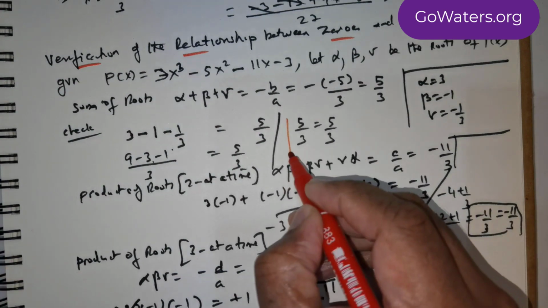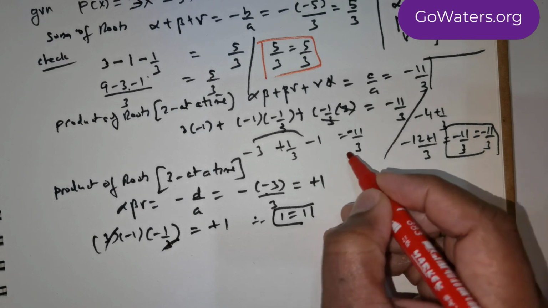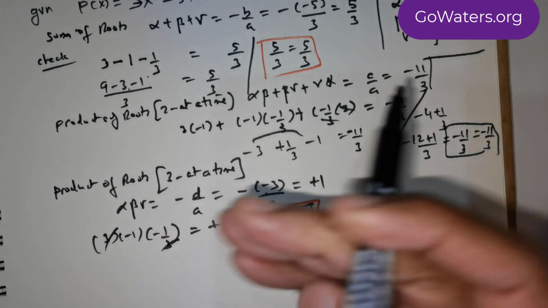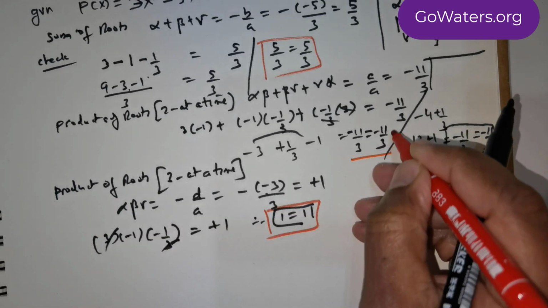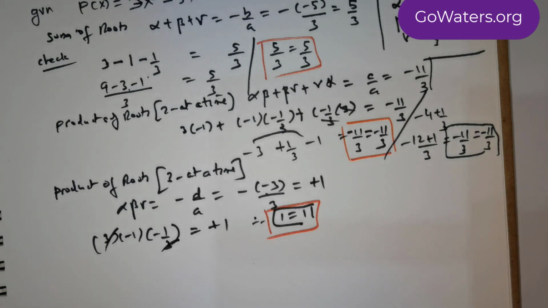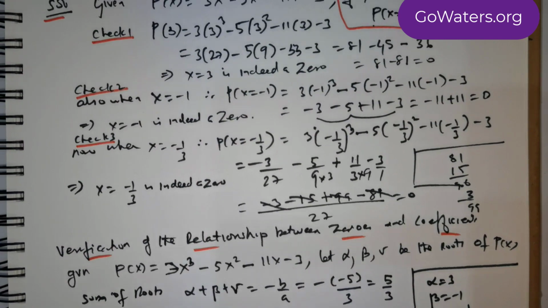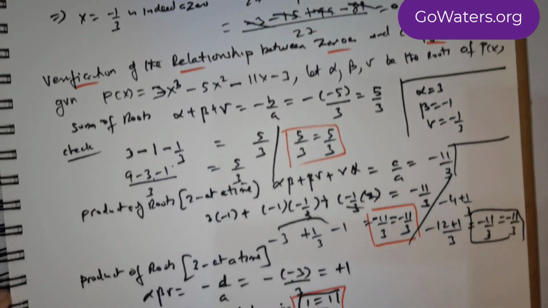So what you can do is box this for the understanding of the examiner. And over here, you can just state which is equal to negative 11 over 3. You can also box this, right? So that is a very good problem. It's a very good question, and we have successfully completed it.